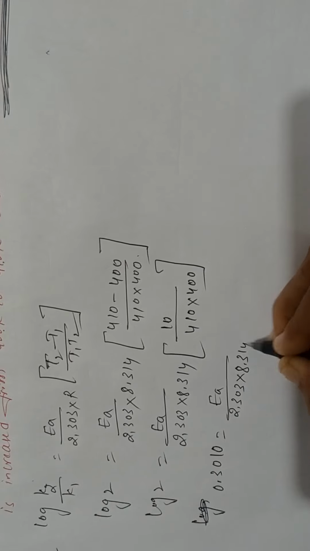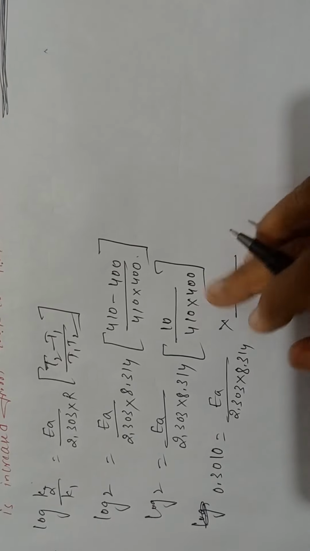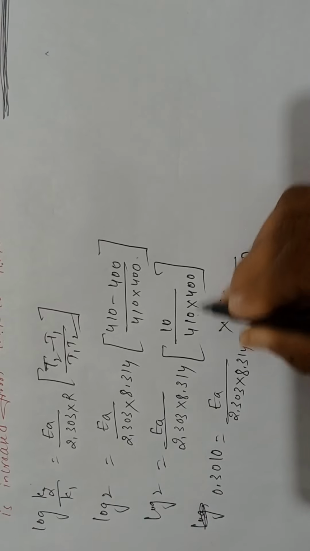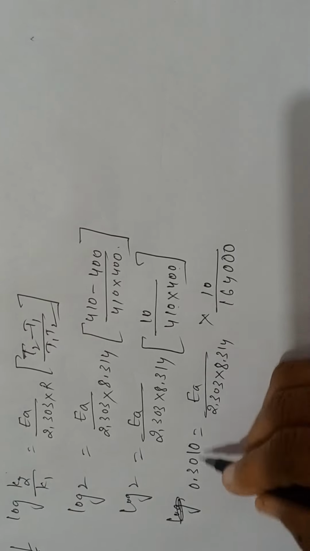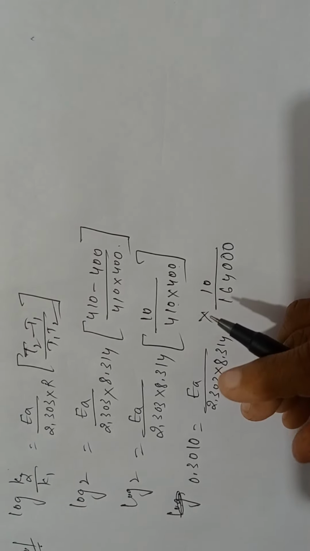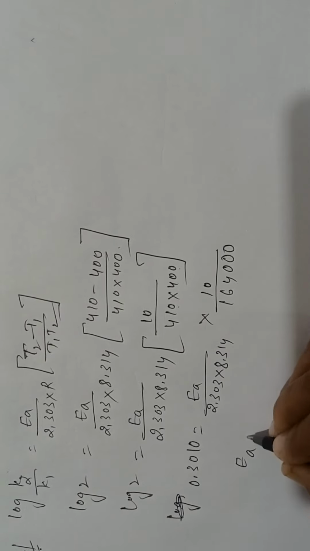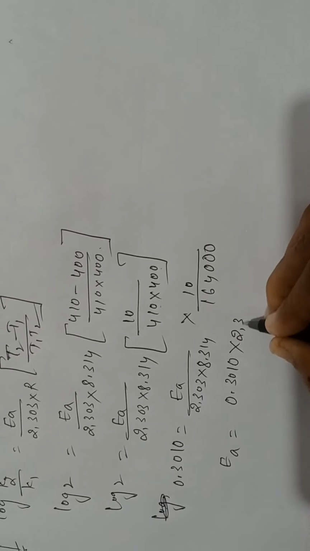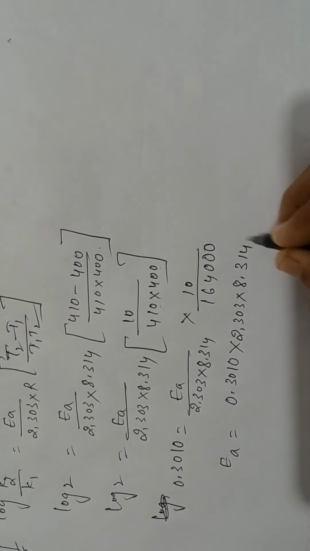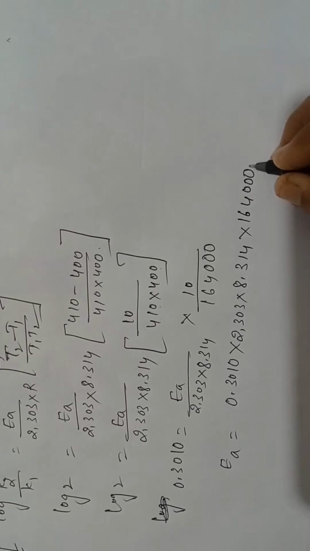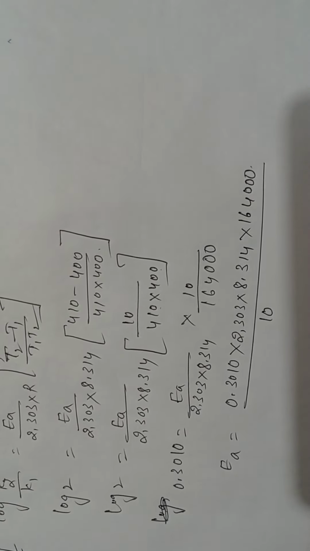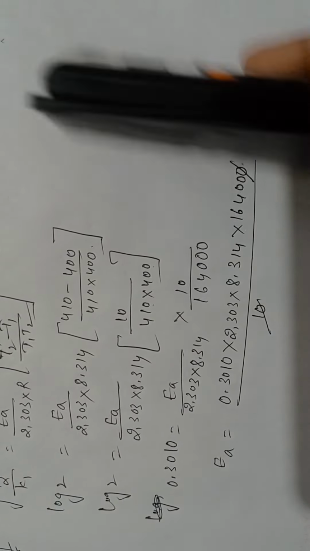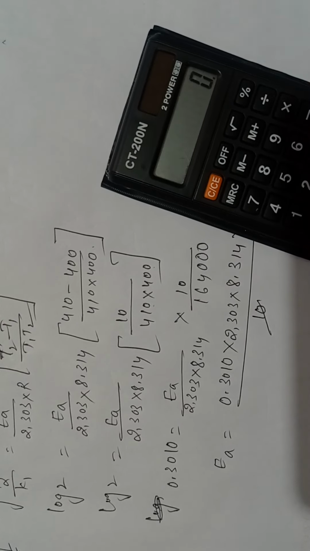Ea by 2.303 into 8.314 into 10 by 41 fours are 164, remaining 3 zeros are there. Like this you have to take. Now we should find the Ea value, students. How to find it? Ea is equal to 0.3010 into 2.303 into 8.314 into 164,000 by 10. This zero will get cancelled. So just multiply all this.